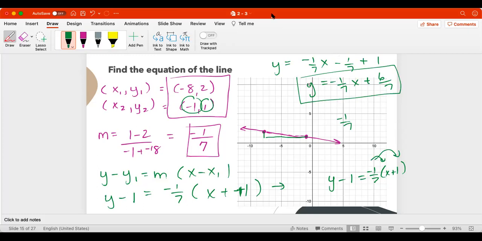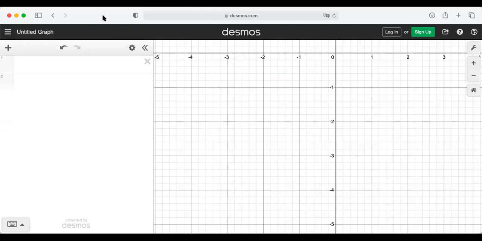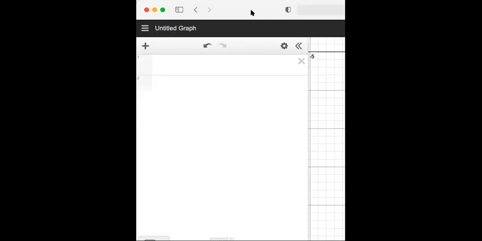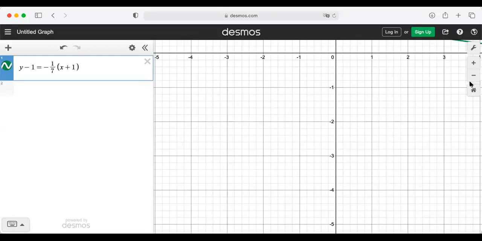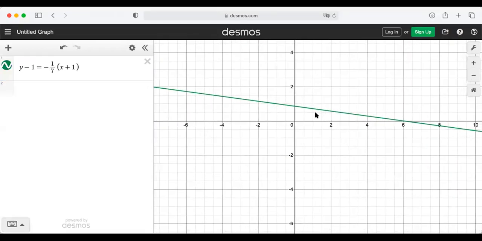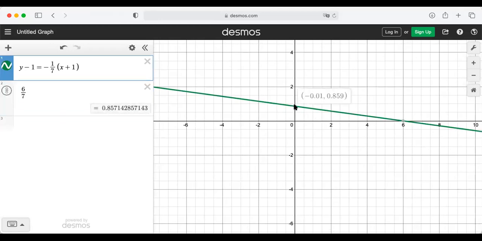So I'm going to switch over. Here we go. I'm going to write both equations. Excuse me, I'm going to move this for a second. Okay, so it was y minus 1 is equal to negative 1/7 x, and we said plus 1. Now let's see the line. Here it is. And we can see the y-intercept here, which we said was 6/7, right? Let's see, 6/7 is 0.857. Look at this, 0.857 right there.